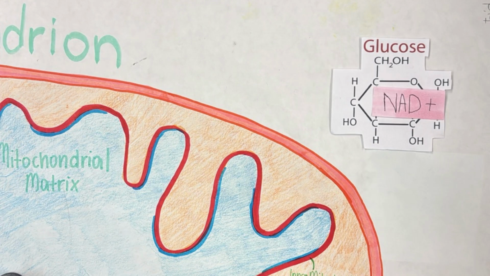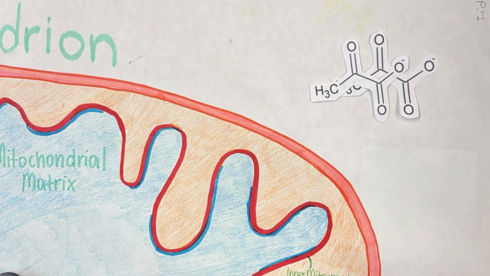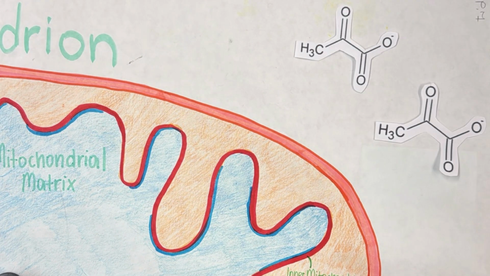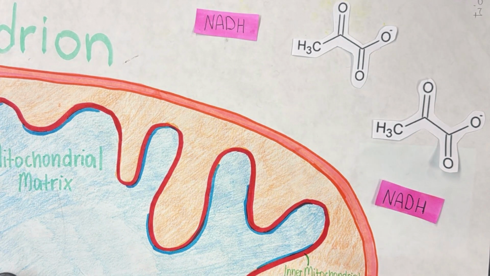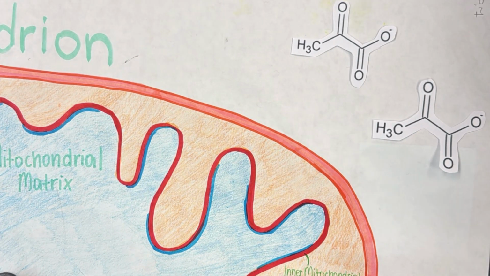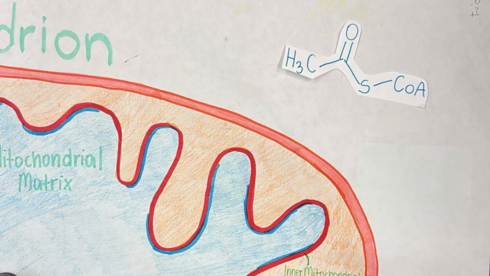During this process, the cell makes 2 ATP, energy that it can use right away, and 2 NADH, which carry energy for later. After glycolysis, the pyruvate moves into the mitochondria for the next step of respiration.